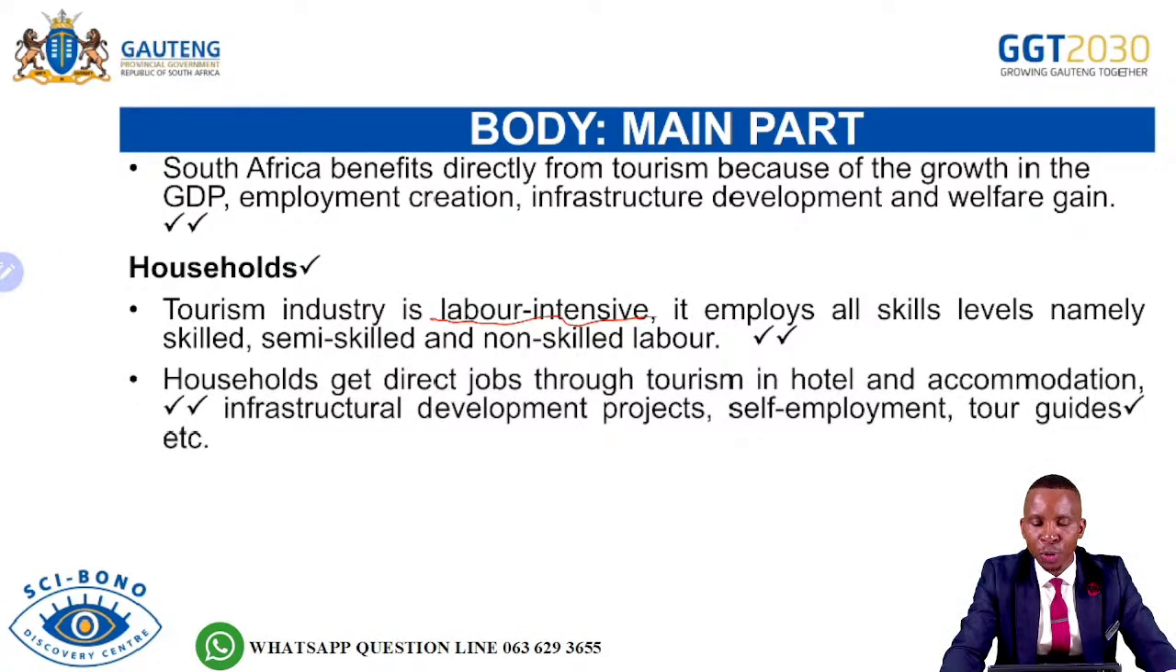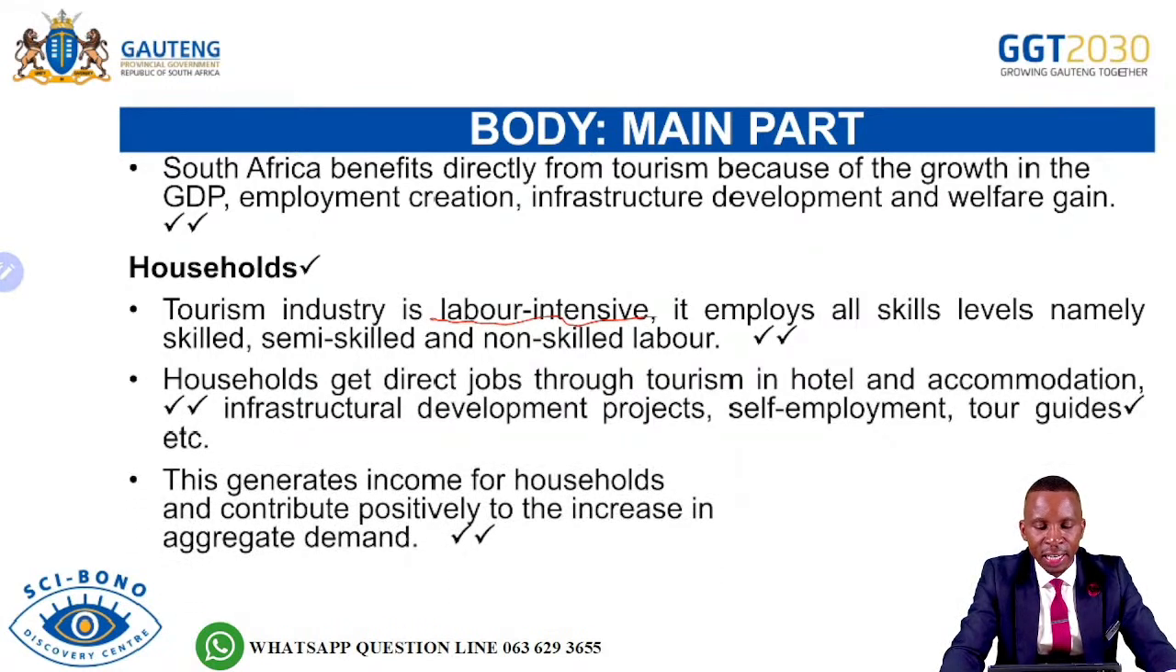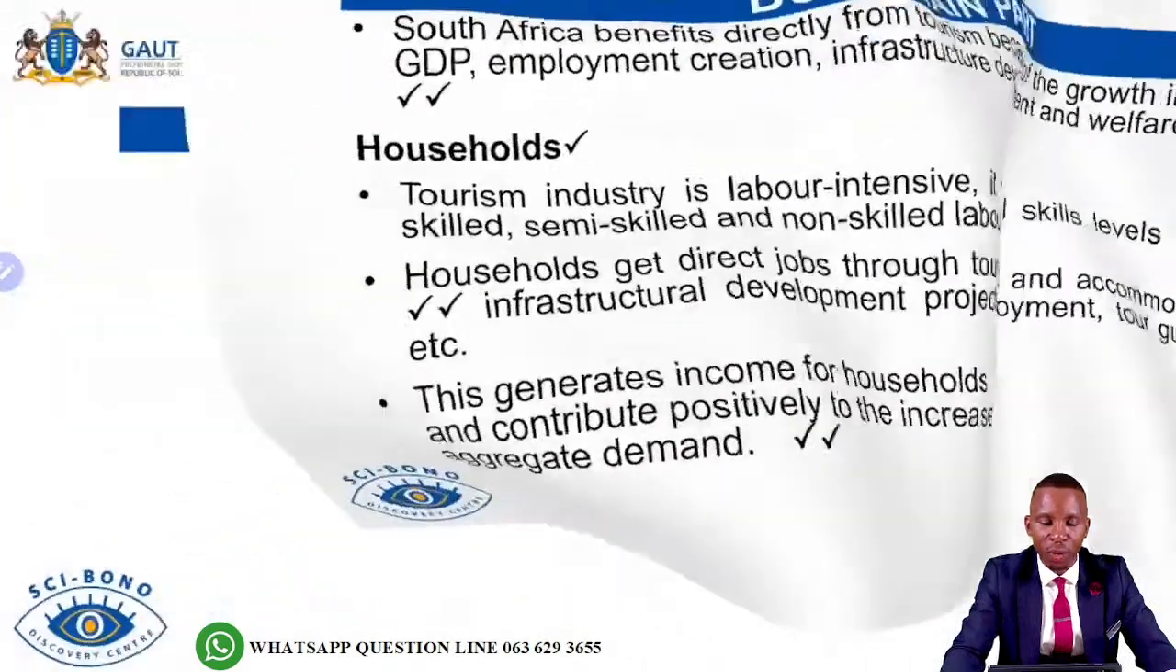Households get direct jobs through tourism in hotels and accommodation, infrastructure development projects, self-employment, tour guides, as well as restaurants. This generates income for households and contributes positively to an increase in aggregate demand. So we know that tourism simply creates the most job opportunities. It is labor intensive. It provides immediate employment. It employs all levels of skills within the economy.